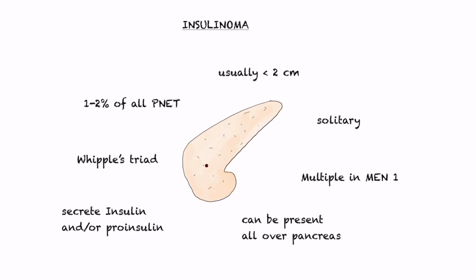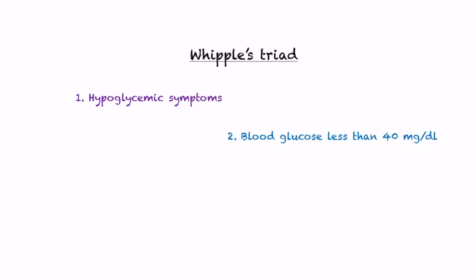Classically, there is a triad called Whipple's triad, which is diagnostic of insulinoma. Insulinomas are malignant in 10% of cases. So what is Whipple's triad? Patients with insulinoma present with hypoglycemic symptoms. Blood glucose tests done at those times will usually show low blood glucose, typically less than 40 mg per deciliter. There will be rapid recovery of symptoms by administration of glucose or meals.